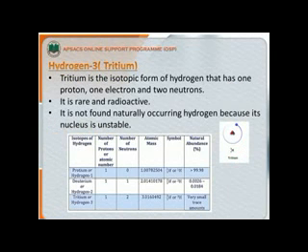Hydrogen 3, tritium. Tritium is the isotopic form of hydrogen that has one proton, one electron, and two neutrons. Dear students, if you focus, you can see that in all the isotopic forms of hydrogen, the number of protons and electrons are the same. The difference is in the number of neutrons.